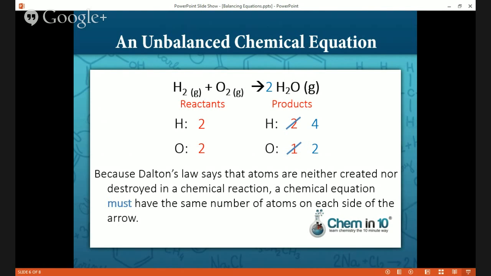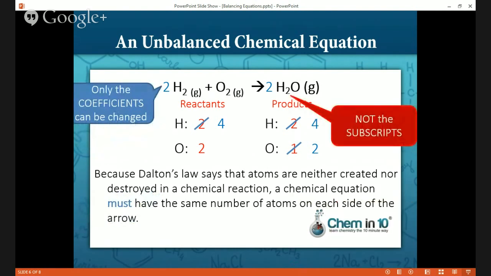We can fix that by adding another coefficient. In this case, we're going to put a 2 in front of hydrogen gas. So we now have 4 hydrogen atoms. So now we have a balanced reaction. 2 hydrogen gas plus oxygen gas yields 2 water vapor. Remember that only the coefficients can be changed, not the subscripts.